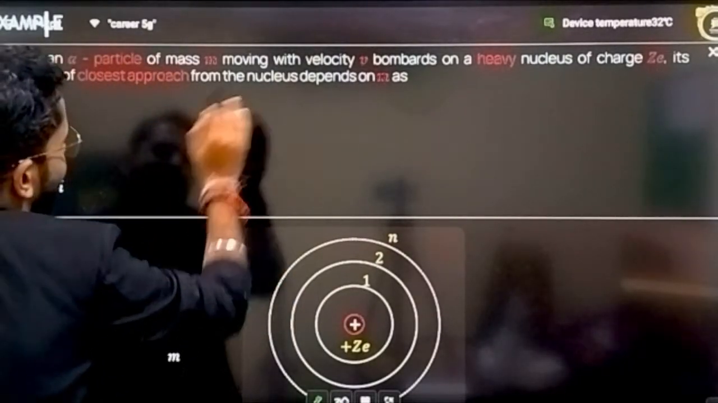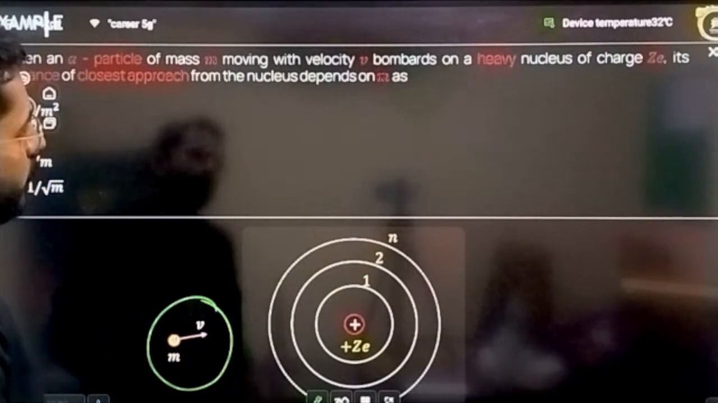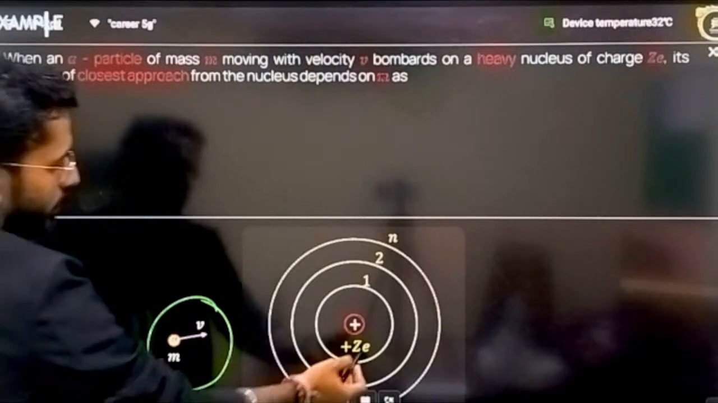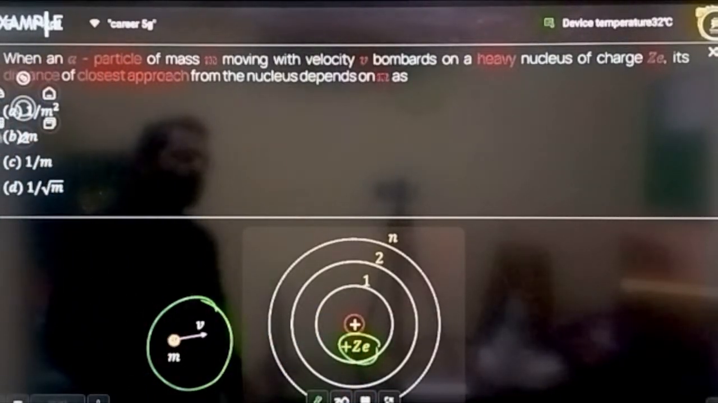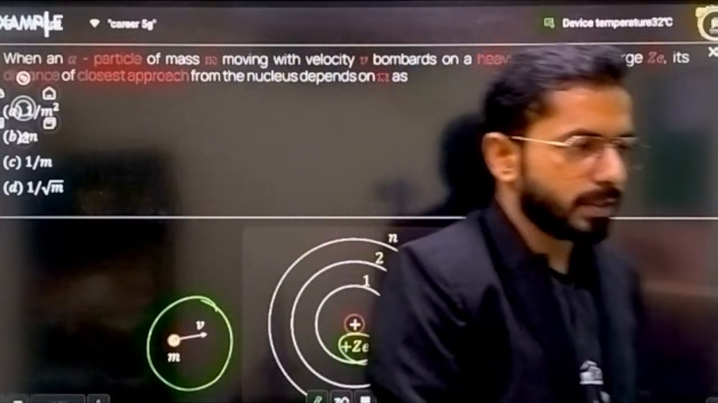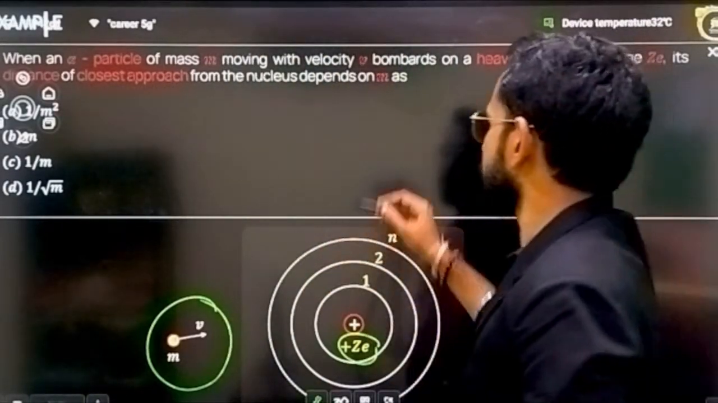When an alpha particle of mass m moving with a velocity v, here an alpha particle is given, moving with mass m and velocity v towards a heavy nucleus of charge Ze. Towards a heavy nucleus is present, charge Z into e, and Z you know is the atomic number. Its distance of closest approach from the nucleus depends on m, as how the distance of closest approach is dependent. Let's see how it happens.